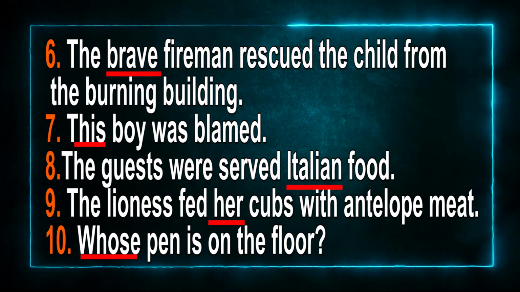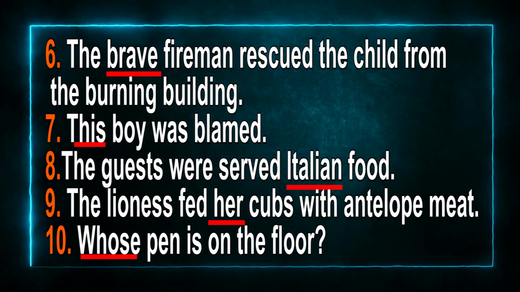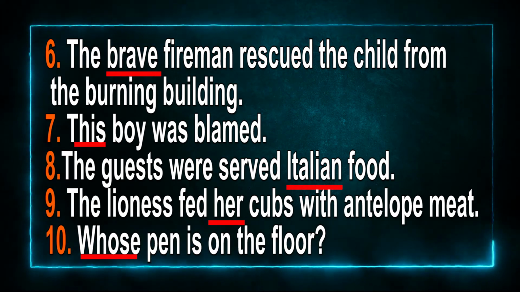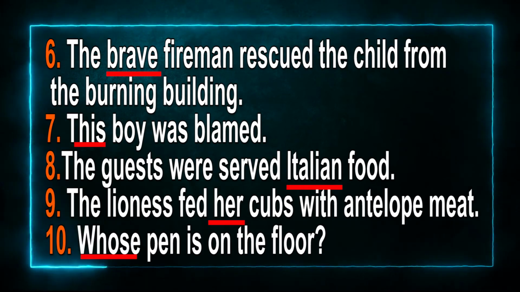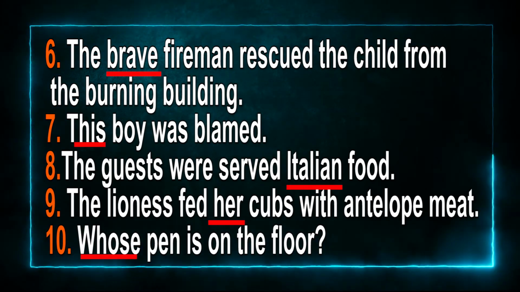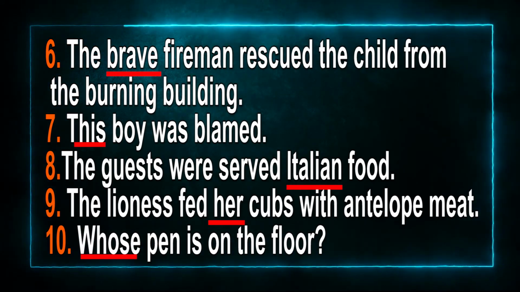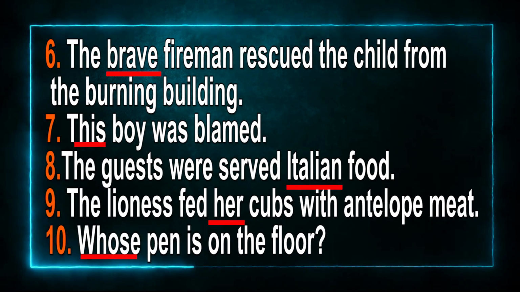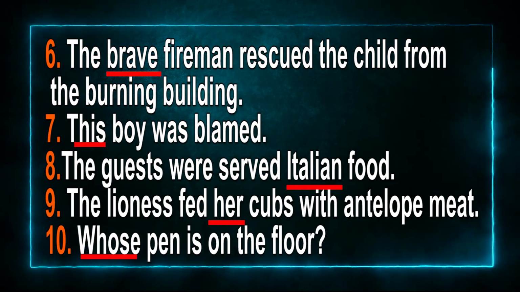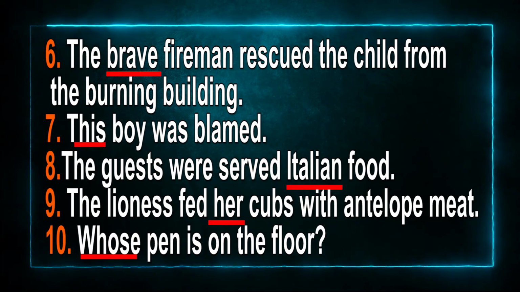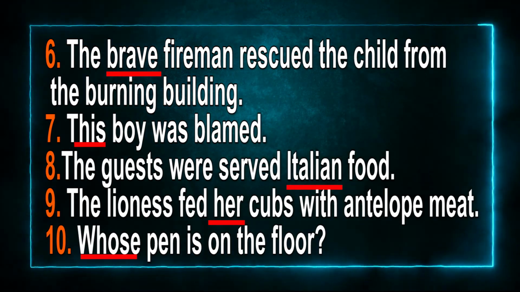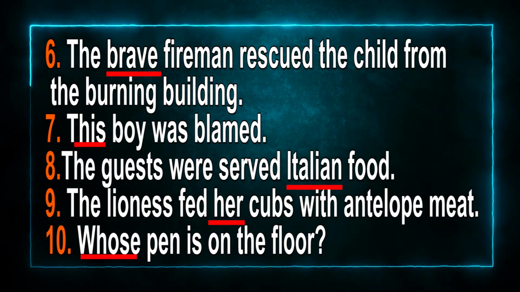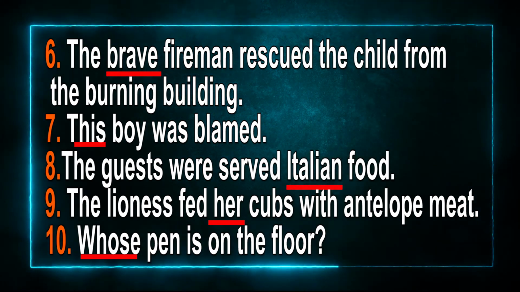The sentences are: The brave fireman rescued the child from the burning building. This boy was blamed. The guests were served Italian food. The lioness fed her cubs with antelope meat. And whose pen is on the floor? Take some time to get the correct answers for these types of adjectives.